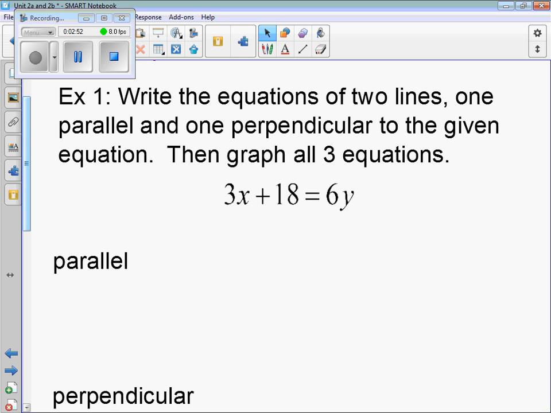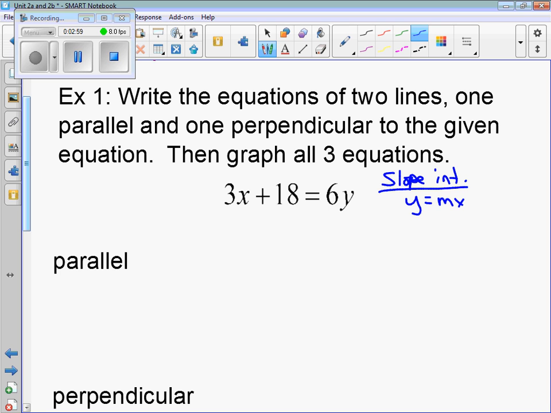Slope-intercept form is y equals mx plus b. So you need to get the y by itself. Divide everything by 6. And I'm going to move the y to the left side, it makes it a little easier to read. y equals 3/6 is 1/2, 18/6 is 3. So to have parallel lines, you need to have the same slope. So parallel, same slope.